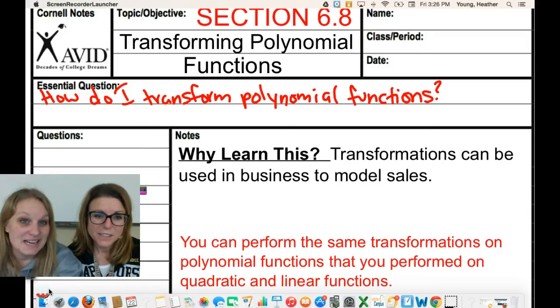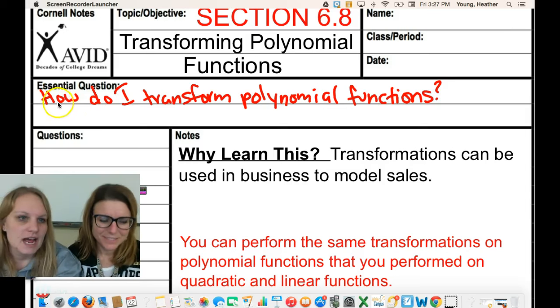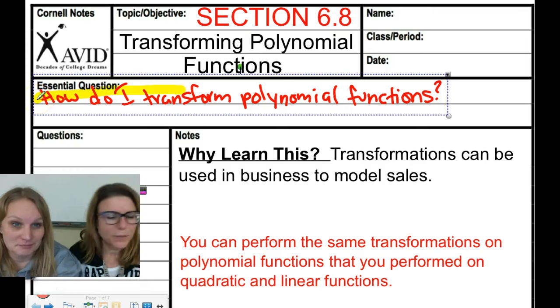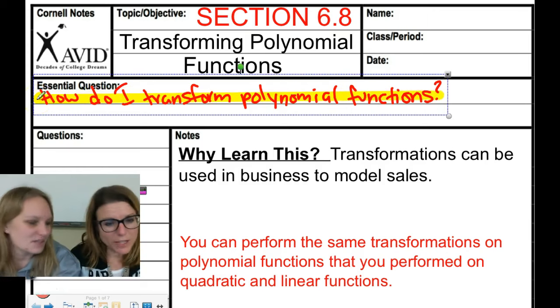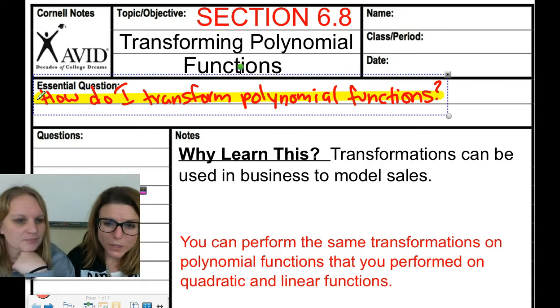All right, so today we are transforming polynomial functions, and our essential question is, how do I transform polynomial functions? Easy enough. We've learned things like transformations a ton. This should not be hard at all. So why do we learn this?